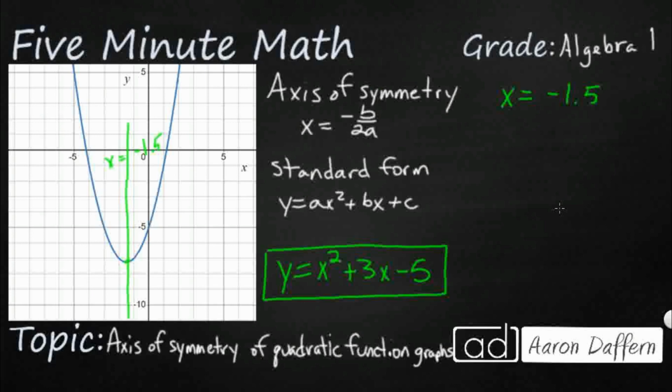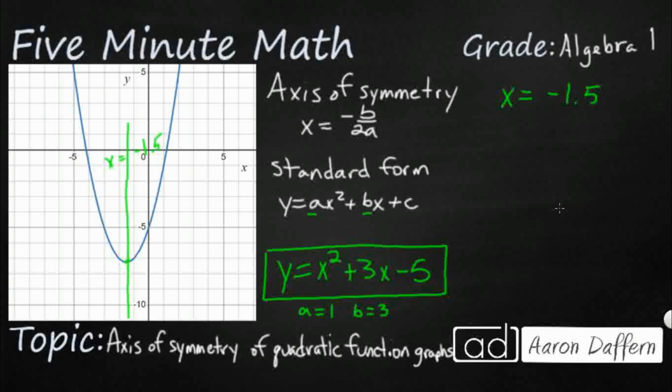So how do we double check it? Well, once again, let's go to our standard form. Let's identify our a and our b. We don't necessarily need our c. So what is our a? Our a is going to be the coefficient right in front of that x squared. There's nothing there, so we can always assume it's going to be 1. So what is our b? Our b is going to be 3 because it's in front of the x. That's really all I need. I don't need that negative 5.